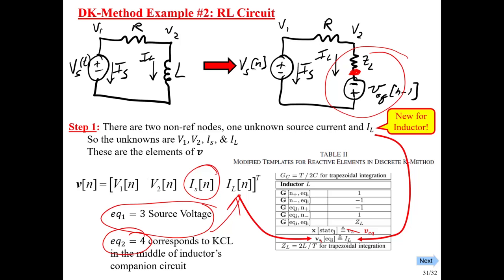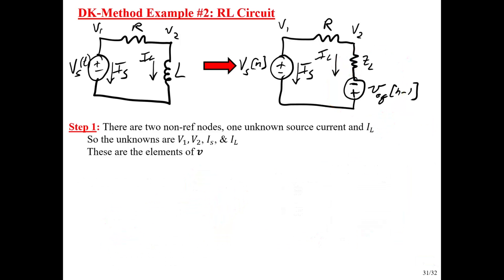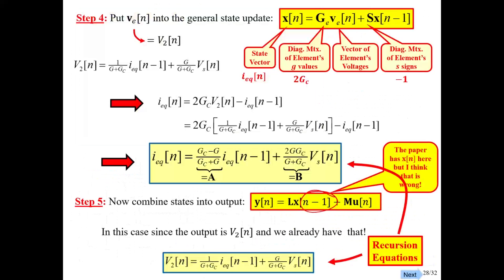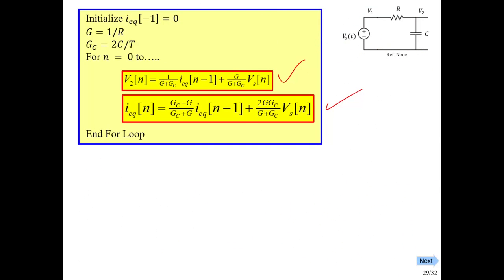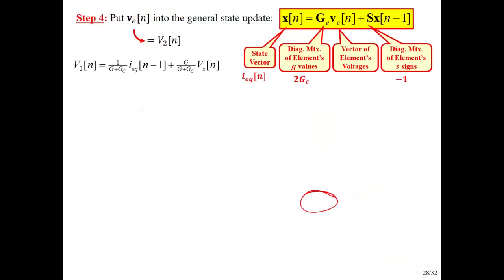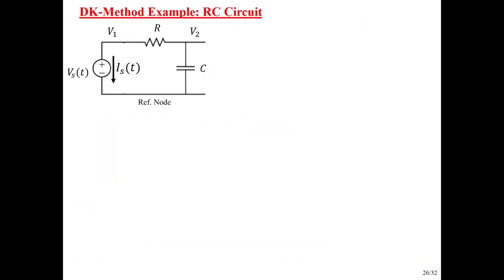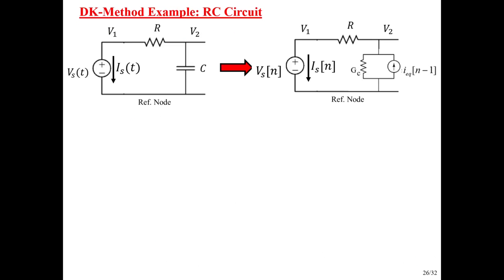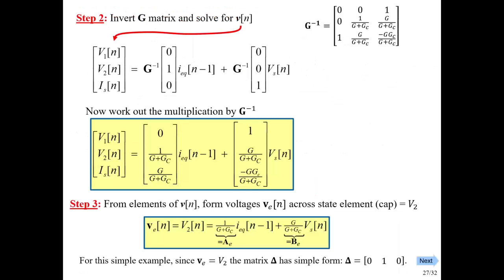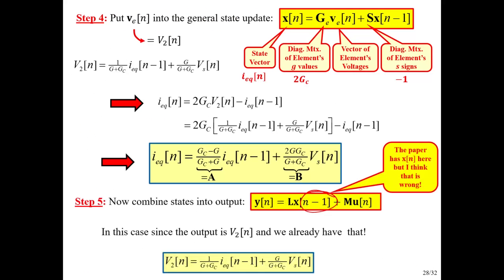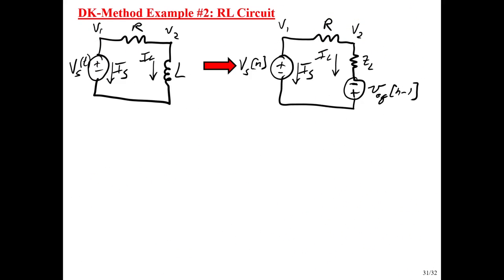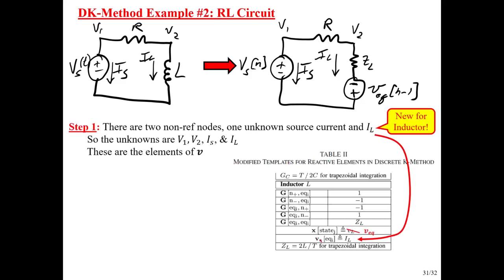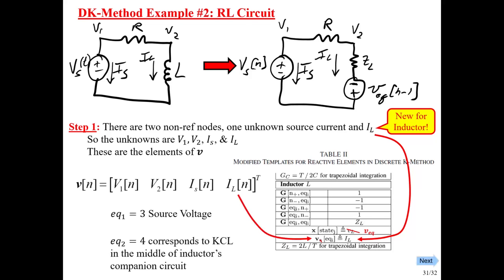Notice when we put in the equivalent circuit for the capacitor, let me back up here. Need to go back a little bit farther. Yeah, right there. See, that doesn't add a node because those both are connected to V2. But with an inductor, it adds another node, and that's what we need for an extra equation. So that's why we need a fourth element in our V.